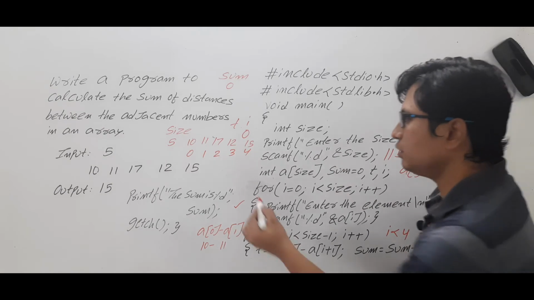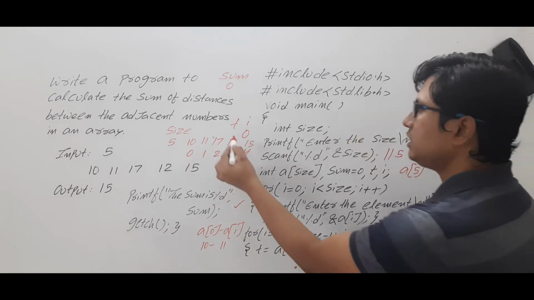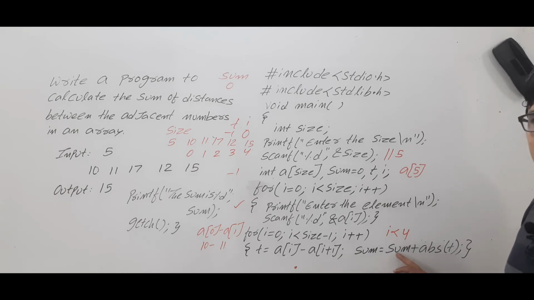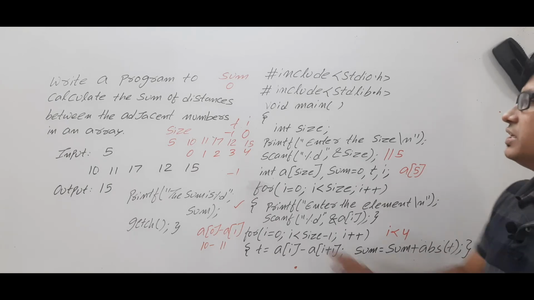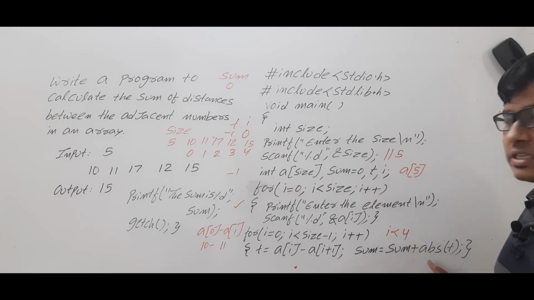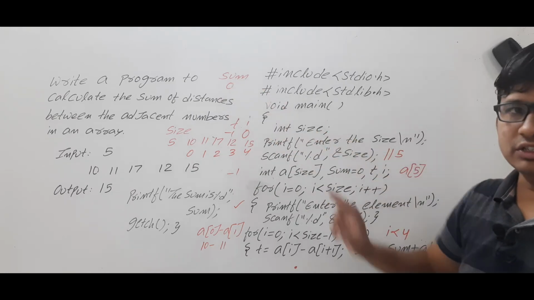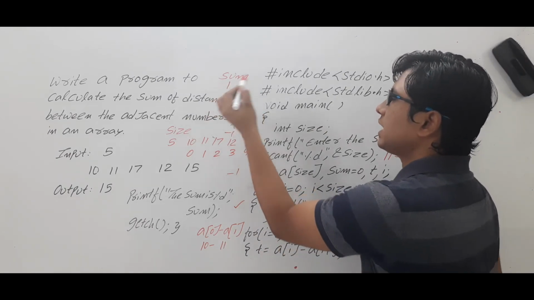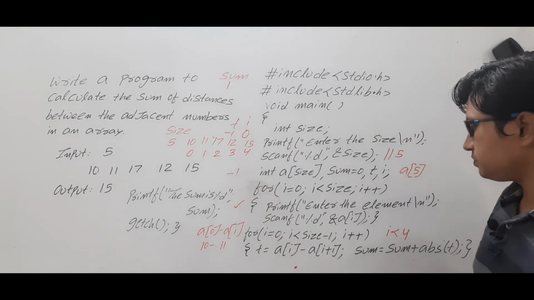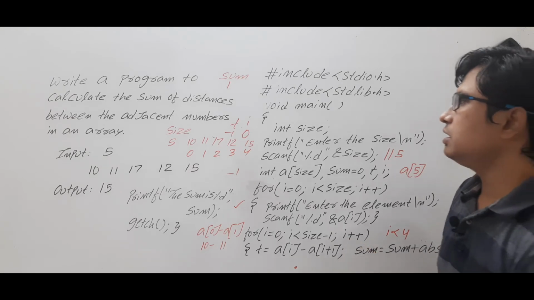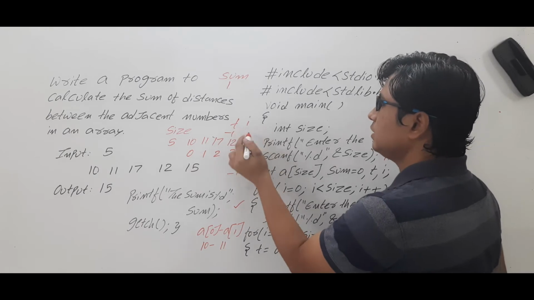10 minus 11, you will get minus 1. Now t is having minus 1. Now what you are doing, sum is equal to sum plus absolute of t. Absolute of minus 1 is 1. Sum is equal to sum plus 1. Sum is initially having 0. 0 plus 1, you will get it as 1, that you are assigning to the variable called sum. Then once it is done, you will go for the I plus plus. Now I value will become 1.